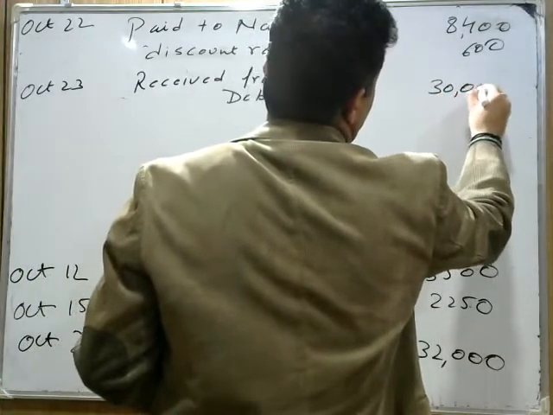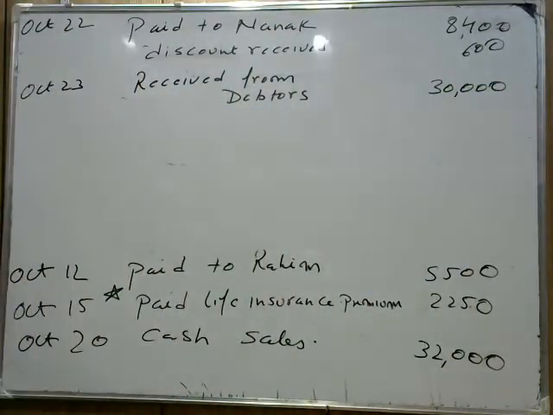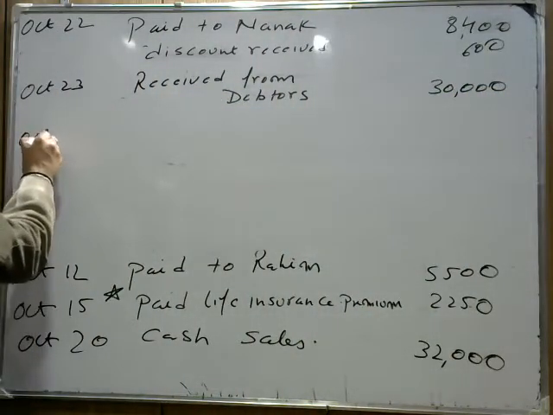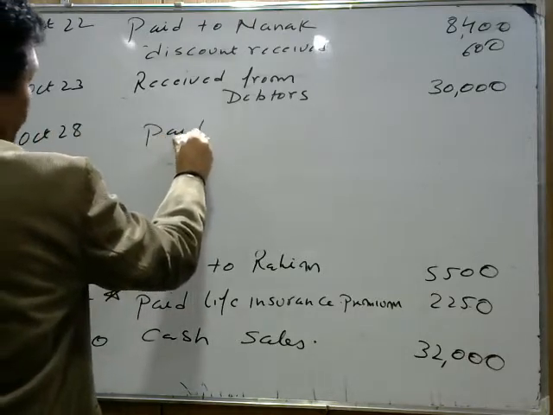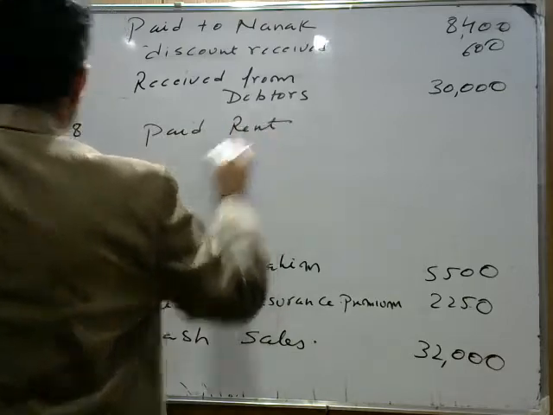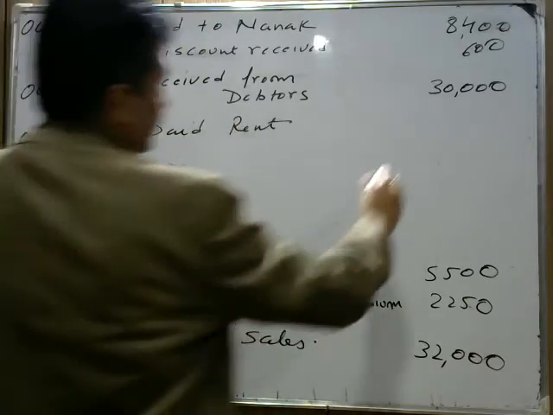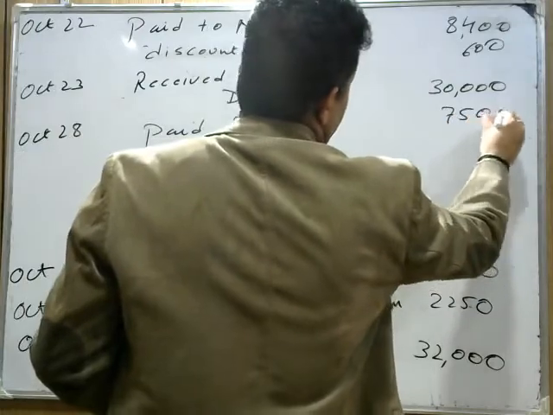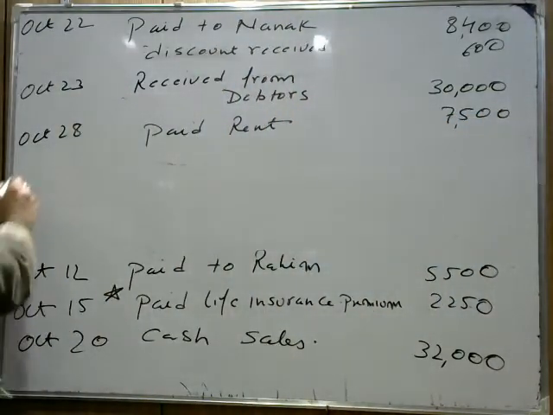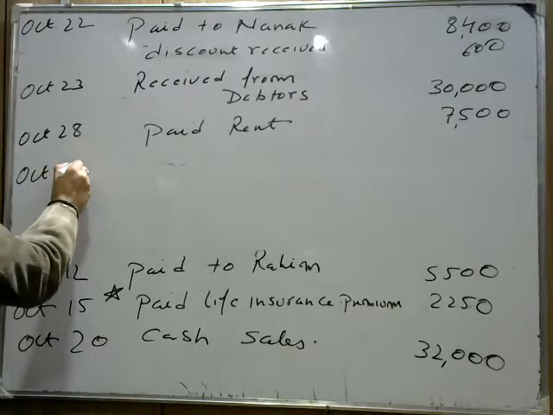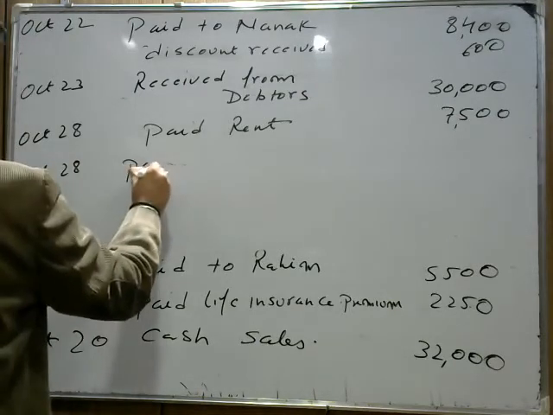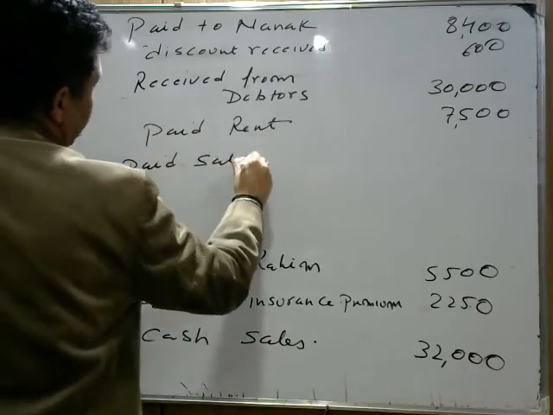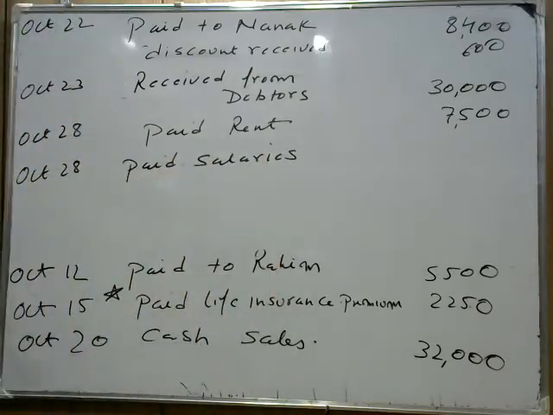You receive the money from debtors, amount rupees 30,000. On October 28th, paid rent. You paid rent in cash, which amounted to 7,500. And on October 28 again, this is the last transaction, paid salaries to your accountant. So simply we write paid salaries, which is 6,600.